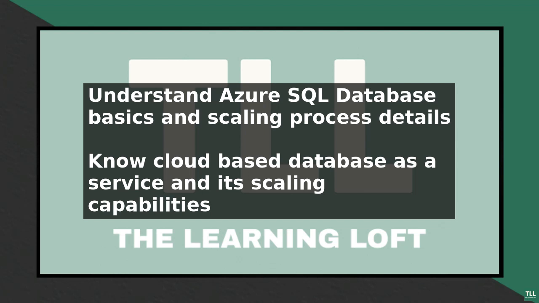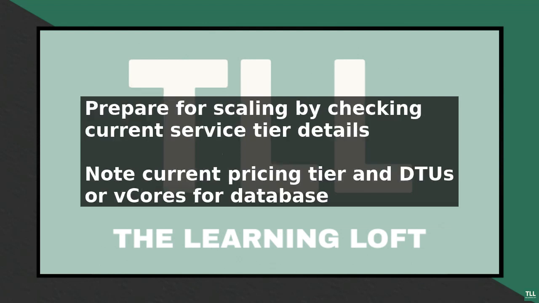First, you need to prepare for scaling by checking the current service tier and performance level of your database. You can do this by navigating to the Azure portal and selecting your SQL database. Then click on Overview and note the current pricing tier and DTUs or vCores.